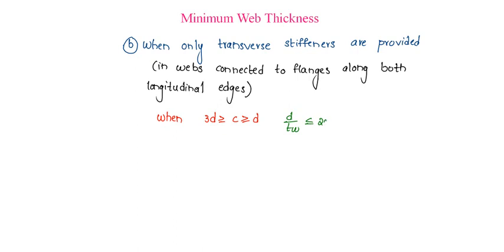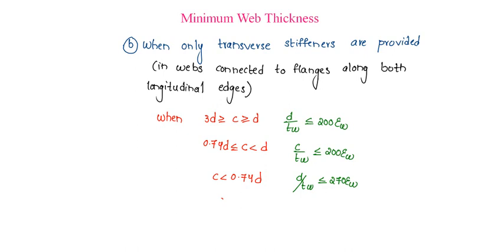be less than or equal to 200 times epsilon w, whereas when 0.74d is less than or equal to c is less than d, then c by tw should be less than or equal to 200 times epsilon w, whereas when c is less than 0.74d, then d by tw should be less than or equal to 270 times epsilon w, and when c is greater than 3d, then the web is considered as unstiffened.